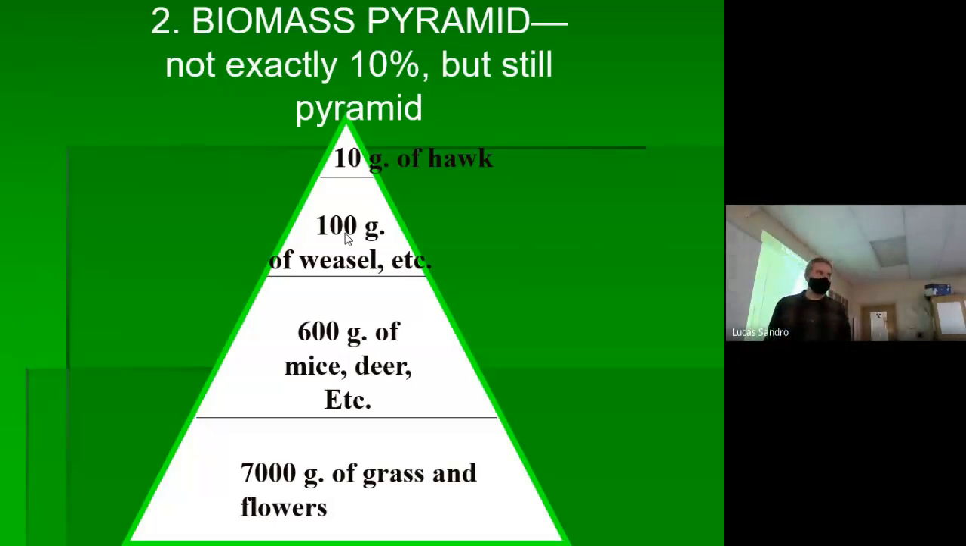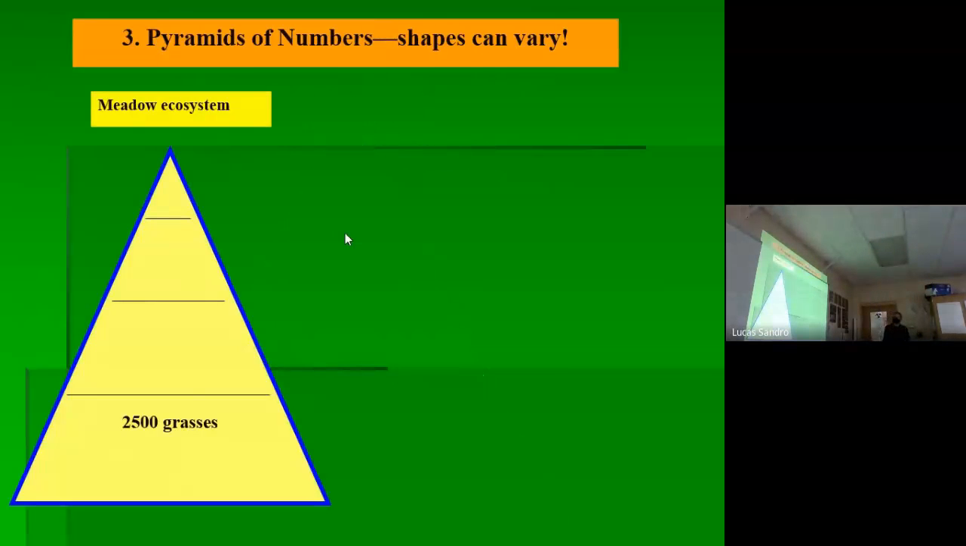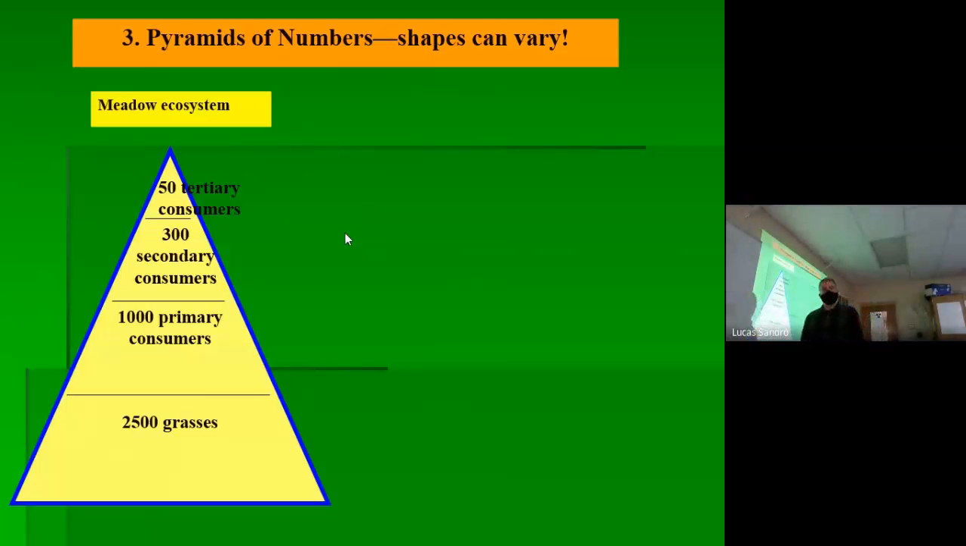It's numbers where things get weird. If we're just tracking numbers of organisms, things can get a little different. They can be normal. They can be a pyramid. If we were talking about an ecosystem like a meadow, we might have 2,500 grass plants supporting 1,000 primary consumers, supporting 300 secondary, supporting 50 tertiary, maybe. But they're not always pyramids.